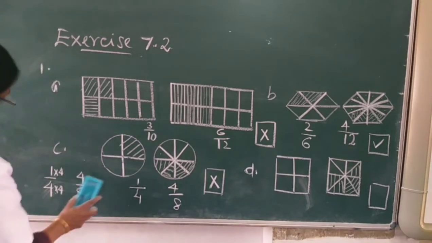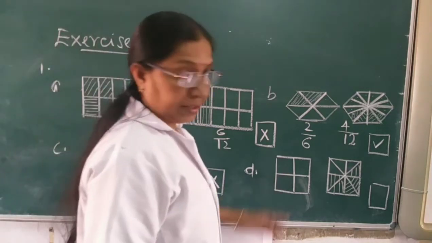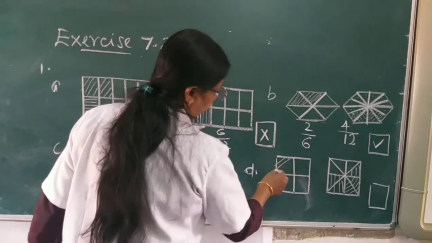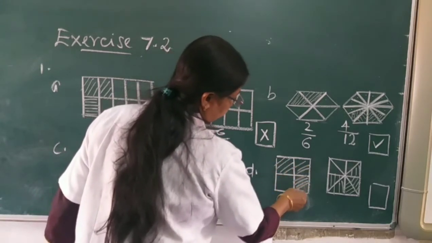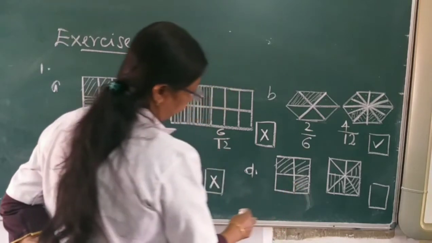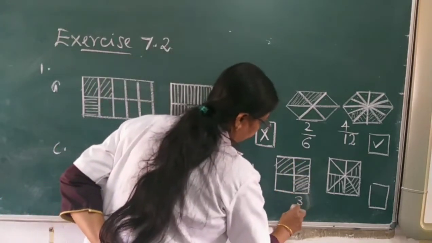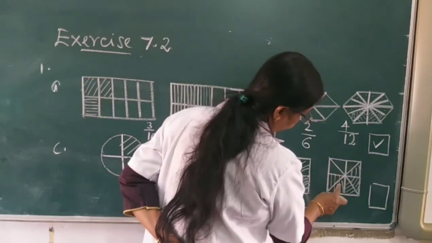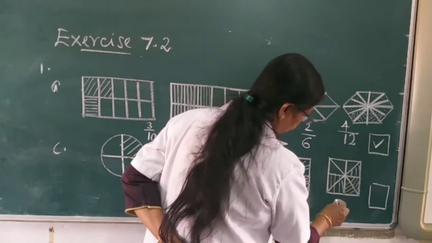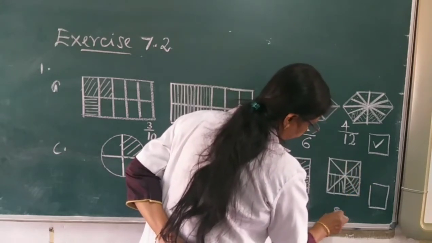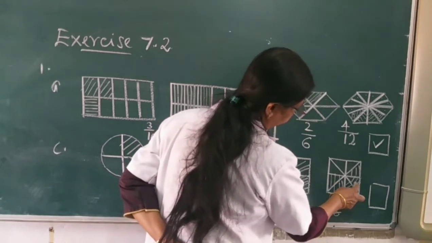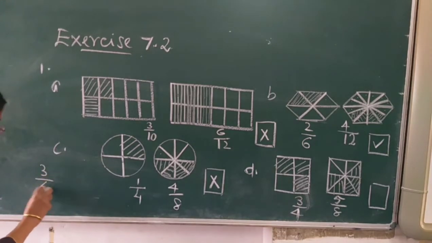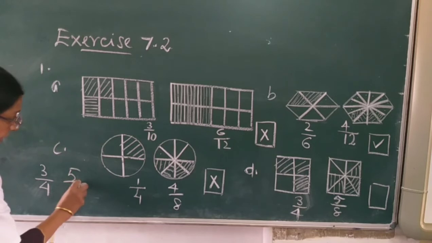Correct? Then in this figure, 3 parts are shaded. What is the fraction for this shaded part? 1, 2, 3. 3 by 4. Yes, 4 is the total number of parts. Here 1, 2, 3, 4, 5, 6, 7, 8. It is 8. Then shaded part 1, 2, 3, 4, 5. What are the fractions? 3 by 4 and 5 by 8.